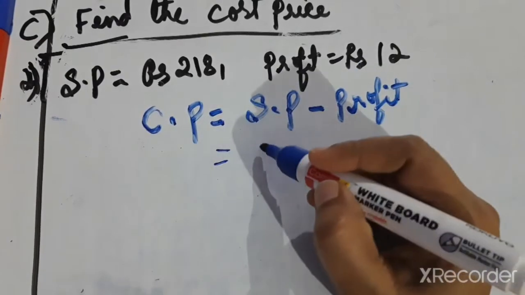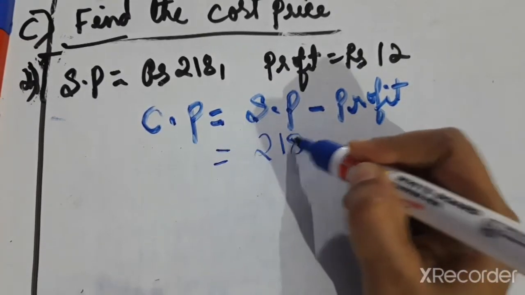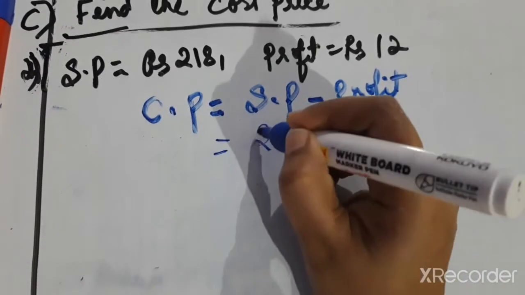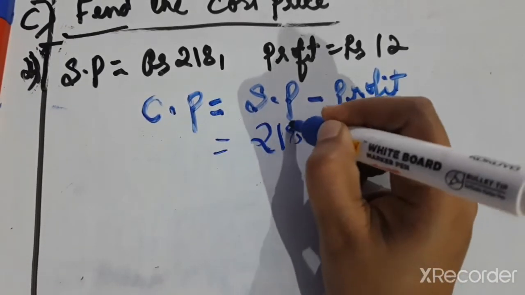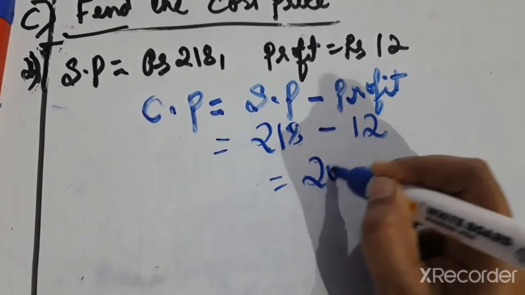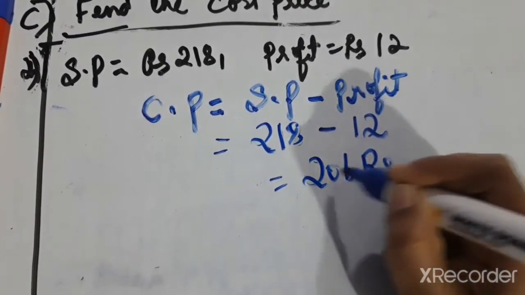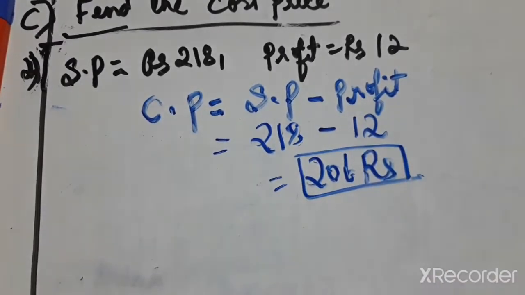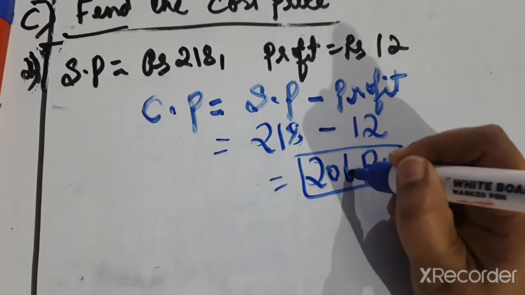Selling price is 218 minus profit is 12. 218 minus 12 means 206 rupees. Cost price is 206 rupees.